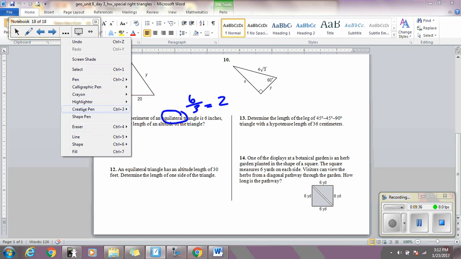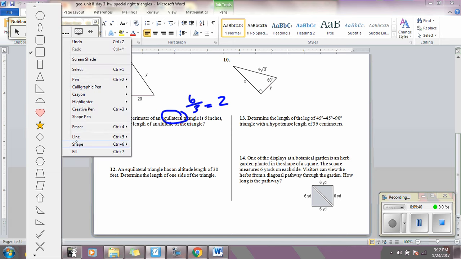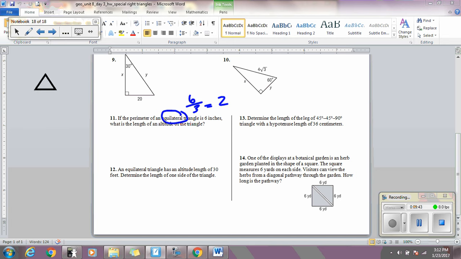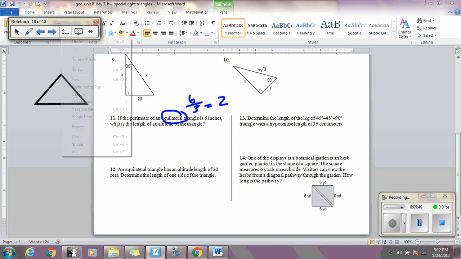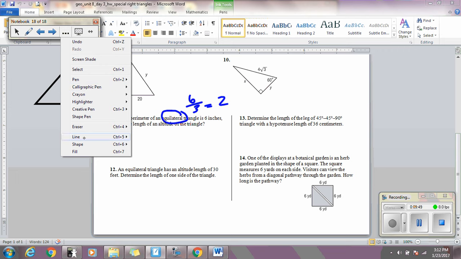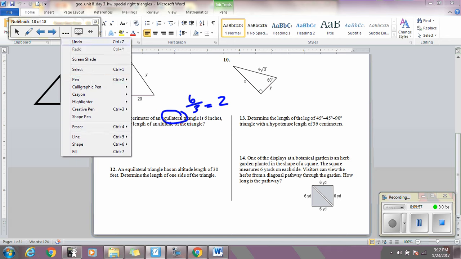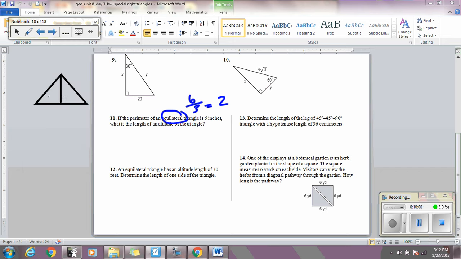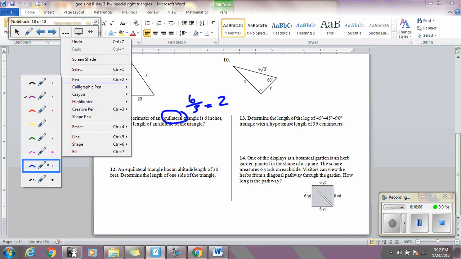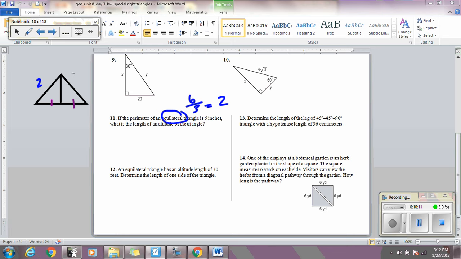So let's draw ourselves an equilateral triangle. I'm going to cheat. And we need an altitude. All right. The altitude serves as a median as well. So this piece is equal to this piece. Let's label the sides. So this is 2, this is 2. That means this is 1 and this is 1. And here's my right angle.